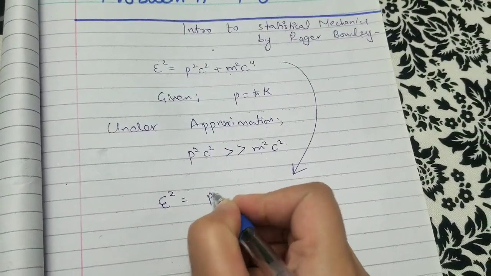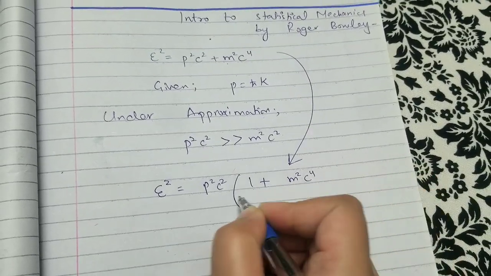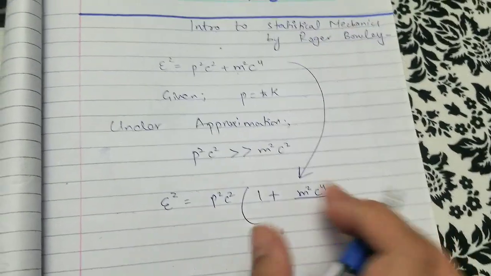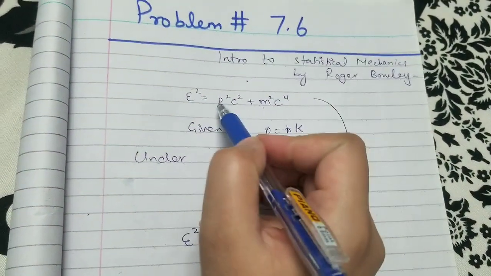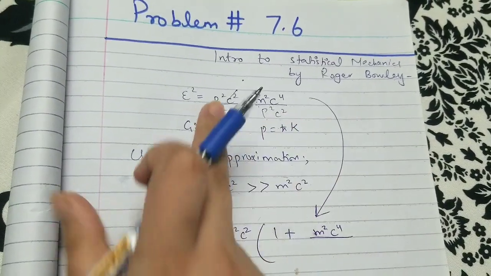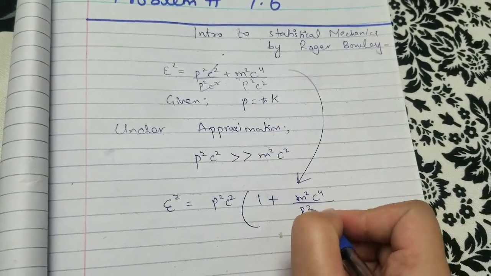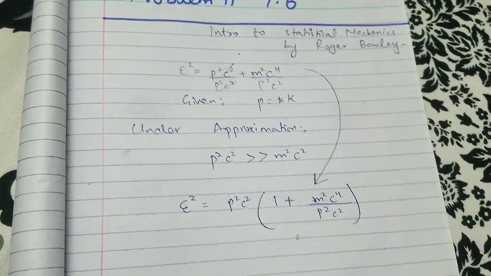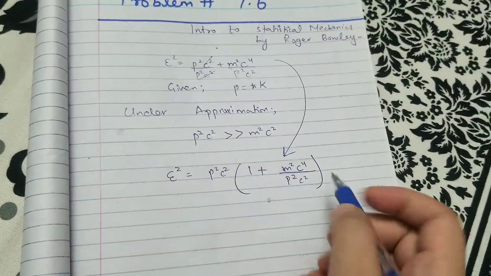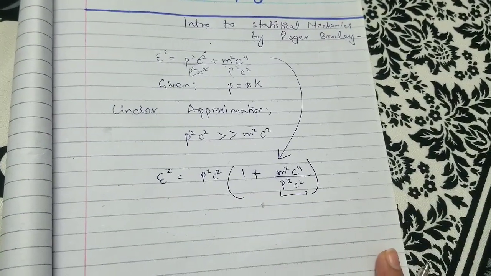We can take p squared c squared as common. Taking common means dividing all of the quantities inside the bracket by it. When we divide by p squared c squared, 1 is left behind, and here we are left with m squared c to the fourth over p squared c squared. As p squared c squared is very large compared to m squared c squared, the denominator is a very large quantity and the numerator is a very small quantity.